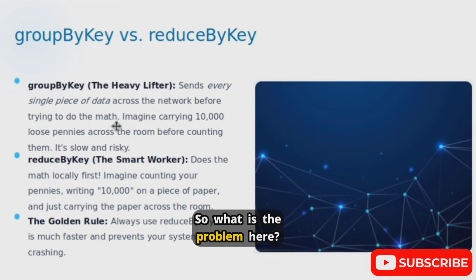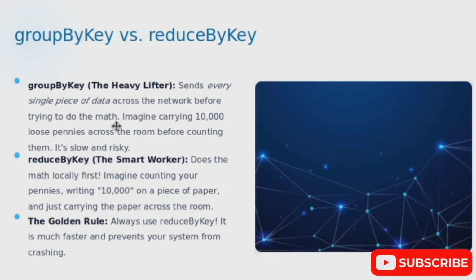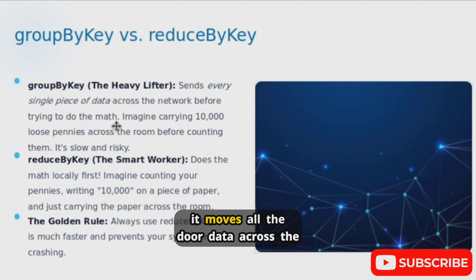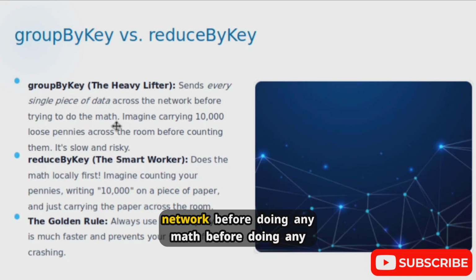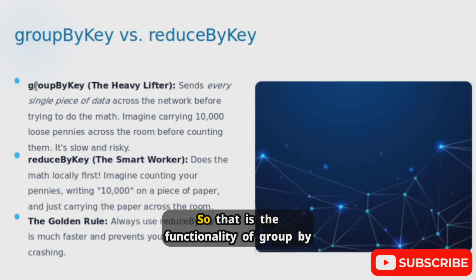So what is the problem here? The problem is a city has so many temperatures that it overflows the desk, and this usually causes the program to crash because it moves all the raw data across the network before doing any math, before doing any calculation on top of it, right? So that is the functionality of group by key.